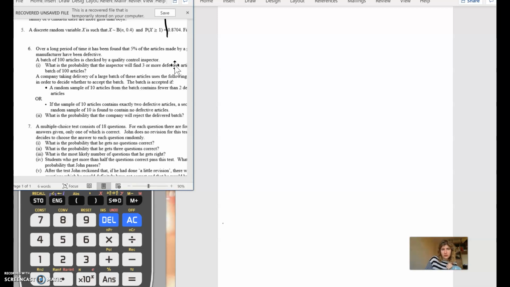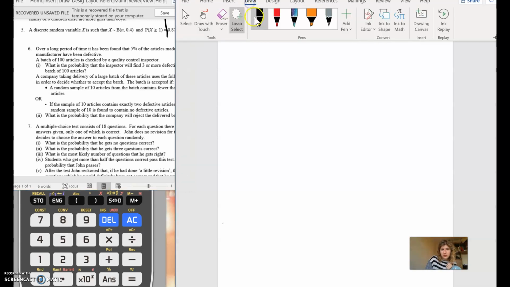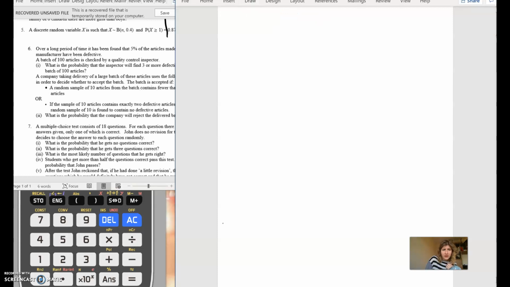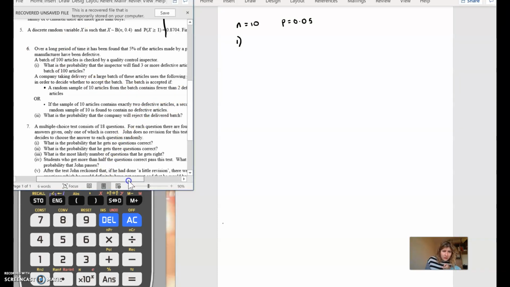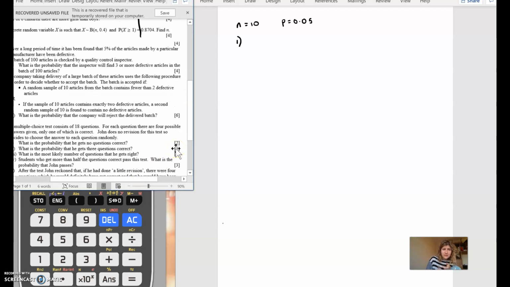So with 6.2, first thing is you've got an n value of 10, because we're looking at samples of 10. You've got a probability of 0.05, and there's two conditions under which the sample will be rejected. The first one is that, sorry, I need to look at the question. Okay, so the first one is that there's fewer than 2 defective articles.